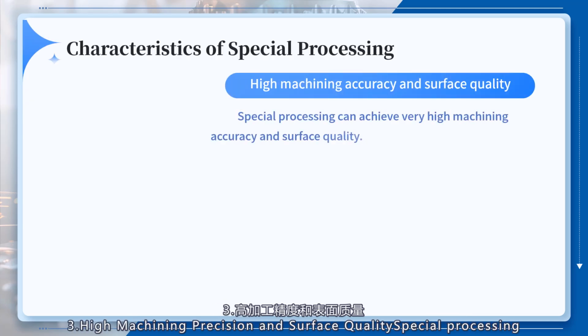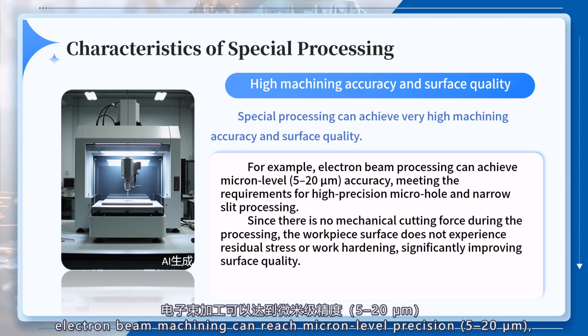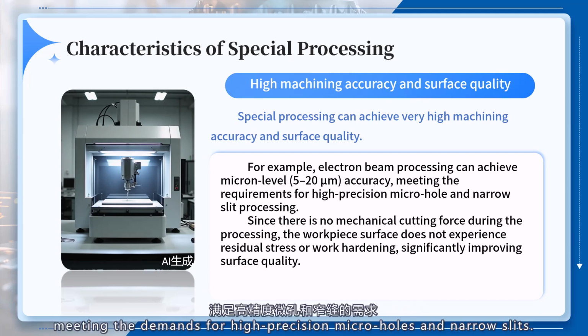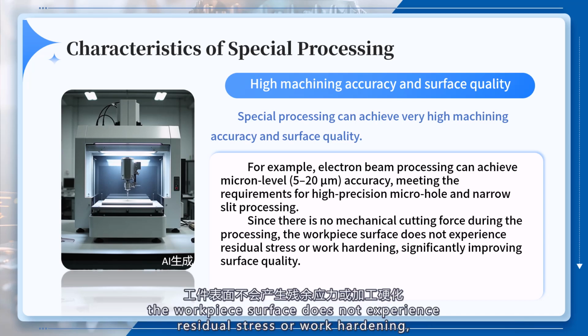3. High machining precision and surface quality. Special processing can achieve very high machining precision and surface quality. For example, electron beam machining can reach micron-level precision, 5 to 20 μm, meeting the demands for high-precision micro-holes and narrow slits. Additionally, since there are no mechanical cutting forces during the process, the workpiece surface does not experience residual stress or work hardening, significantly enhancing surface quality.